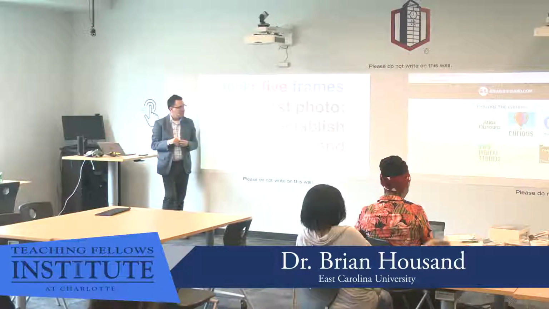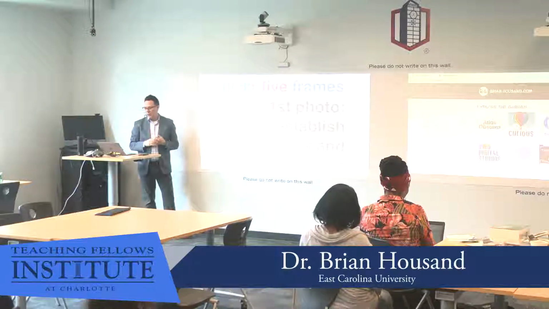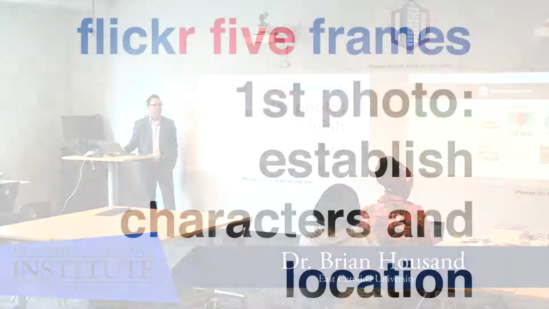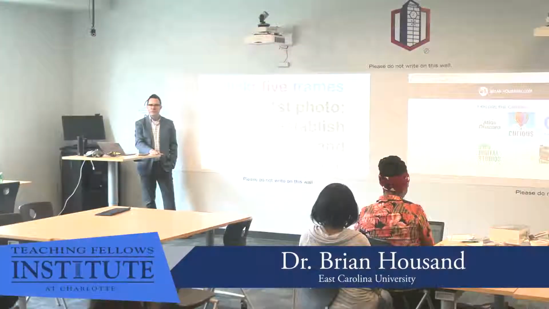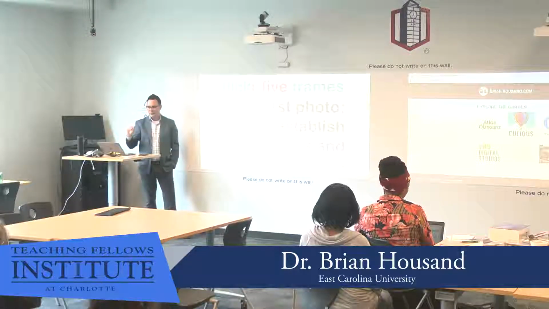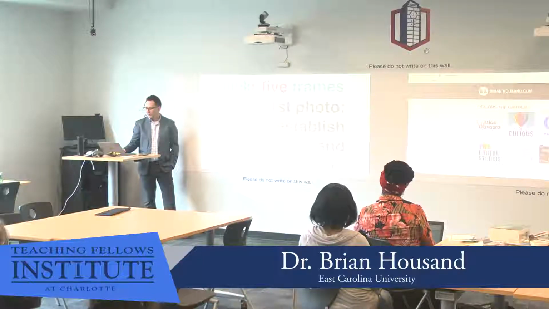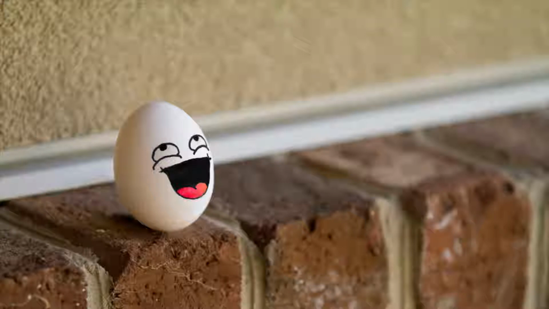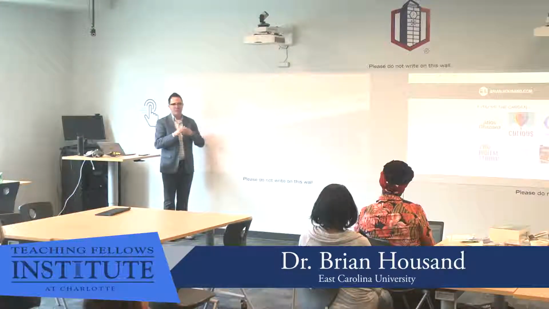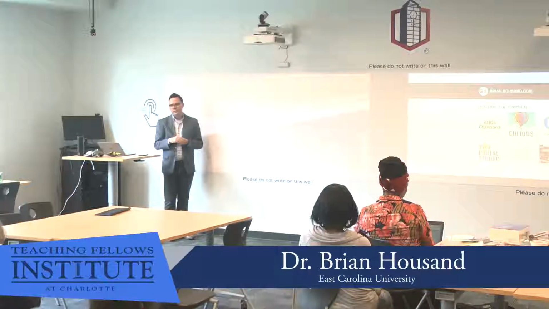Then there will be one final slide that has all 5 of them together. So in our first photo, we're going to establish characters and location. By the way, I wish that I had taken these photographs. I did not. I did find them as part of that visual storytelling group on Flickr. So here's photo number 1. Character and location. So who is our character here? The egg. And anybody know who this egg might be? Humpty Dumpty. And where is Humpty Dumpty located? Humpty Dumpty sat on a wall.